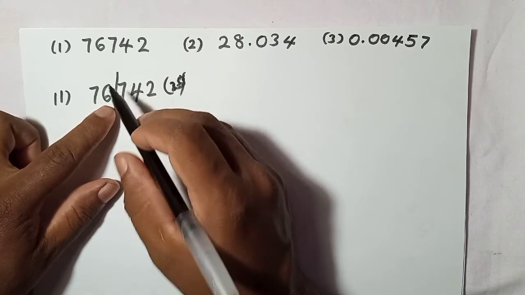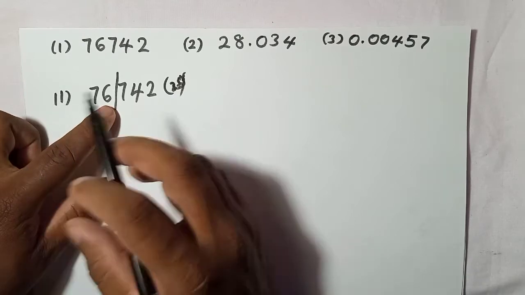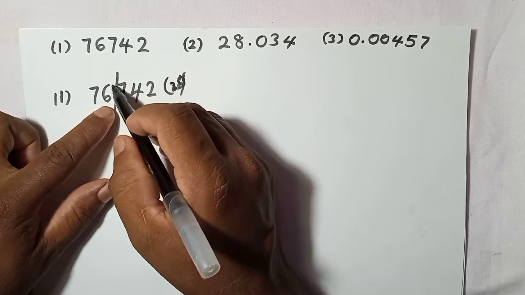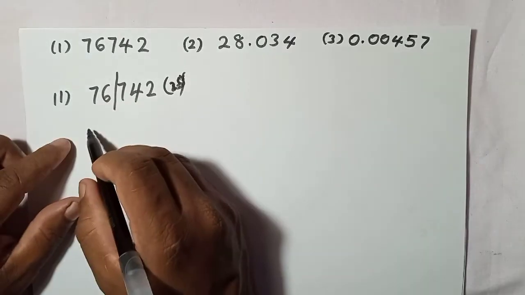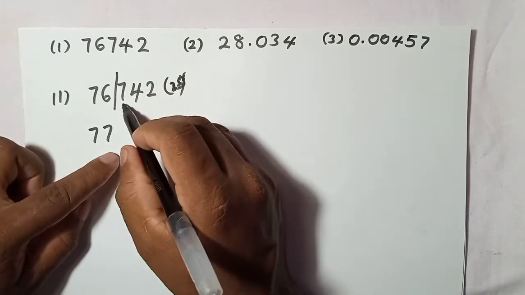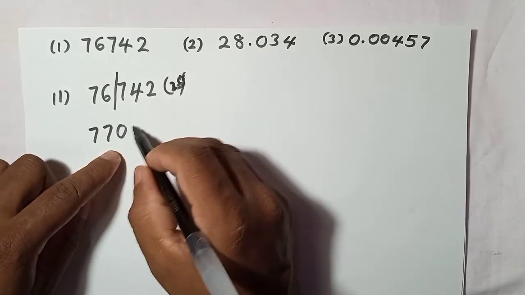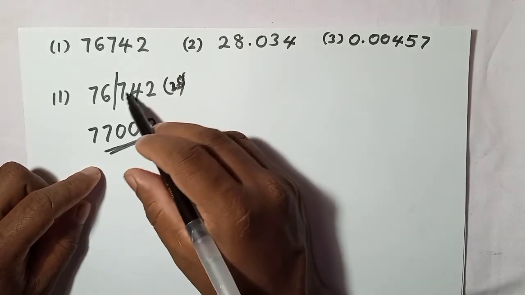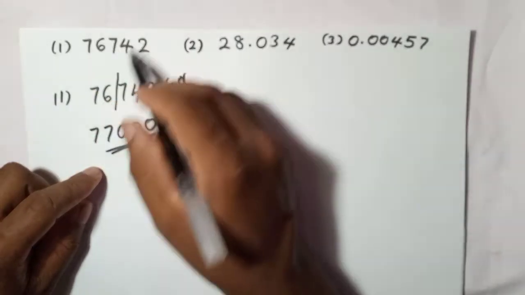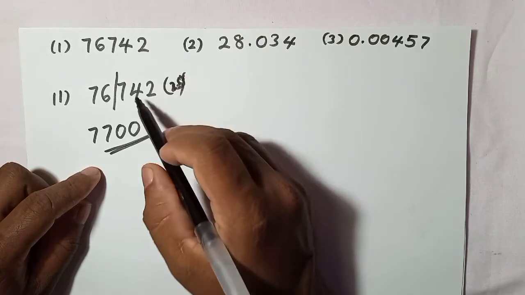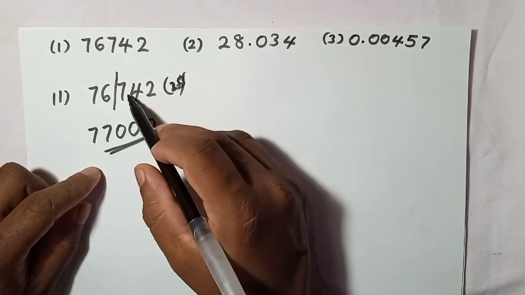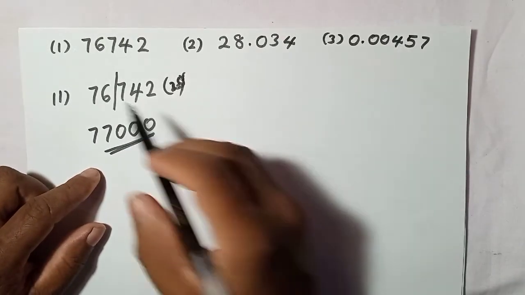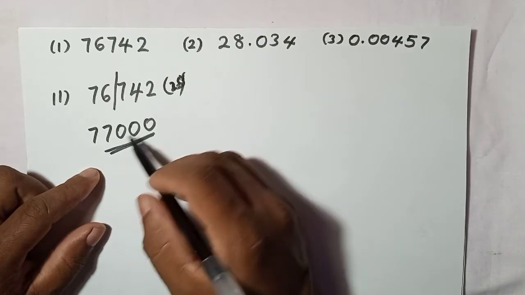If the third significant figure is greater than or equal to 5, then we add 1 to the second significant figure, so it will be 77. Then after these digits we need to put 0s. Very carefully try to understand, these are digits before the decimal point. In this number the decimal point is here, so these 742 are digits before the decimal point, so we must put 0s here. So this is the answer if you convert this into two significant figures.